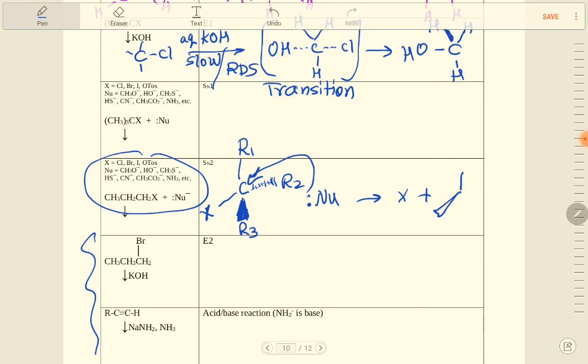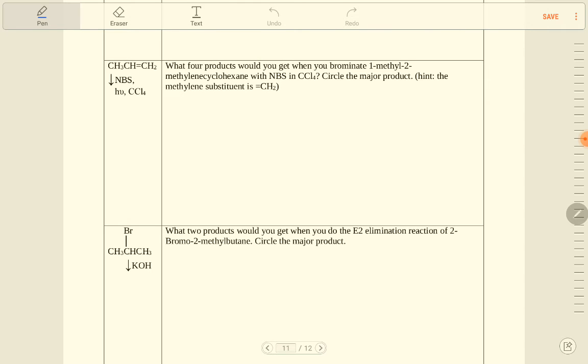This is wedge, nucleophile joins, and you can see R1, R3. So that is the Sn2 mechanism. So these are some of the mechanisms. Now, the last two you guys can work on your own. All right.